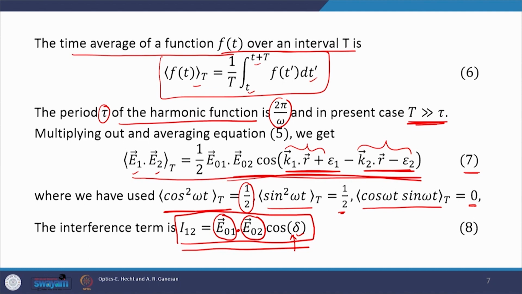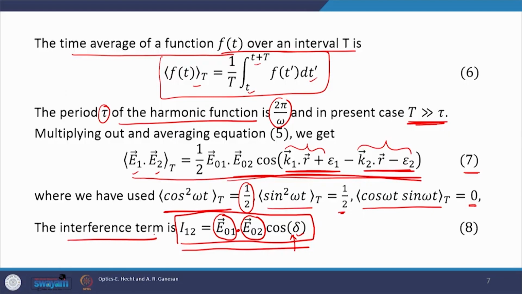Polarization is associated with E naught 1 in the form of a vector. Similarly, the polarization of wave 2 is associated with E naught 2 in the form of a vector. Now, we are taking the dot product between these two vectors. Therefore, the relative orientation of these two polarizations, which are associated with the two waves, will affect the output and will decide the value of I12, the interference term.